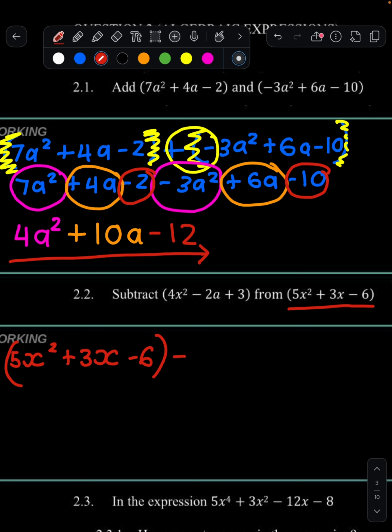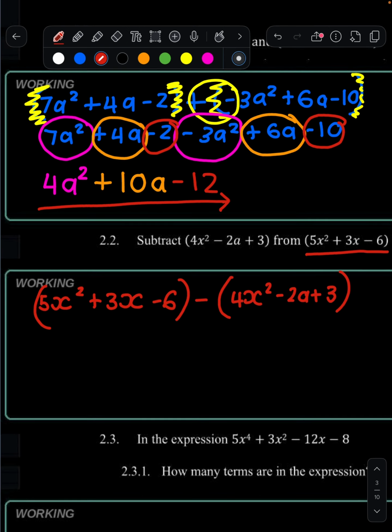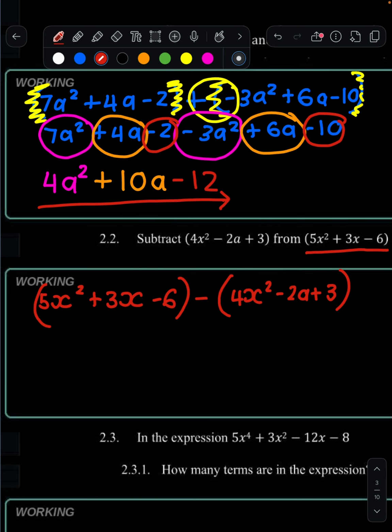So we are going to subtract the first bracket. So 4x squared minus 2a plus 3. Okay, the difference now comes in if we are subtracting like this. If we've got this minus here, it changes all the signs in the second bracket. So if we rewrite this, we're going to have 5x squared plus 3x. Nothing changes here. Minus 6.